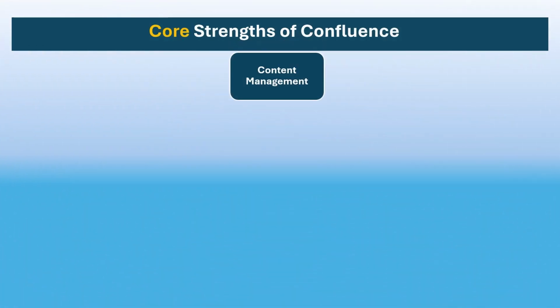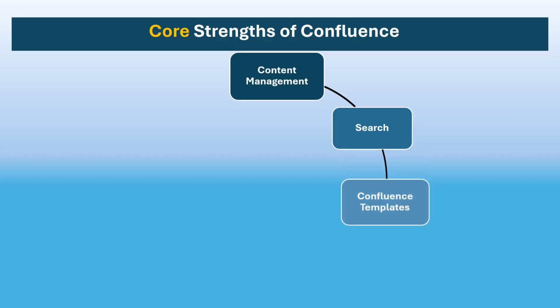We are going to explore the key strengths and features of Confluence. We will start with content management, in which we will learn how to create and organize and maintain structured information within a page or a space, so your content stays clear and accessible. Next, we will look at powerful search capabilities that helps you quickly find the information you need, even across large and complex workspaces. We will also dive into Confluence templates, which allows you to standardize content creation and save time by using pre-built structures for common use cases.